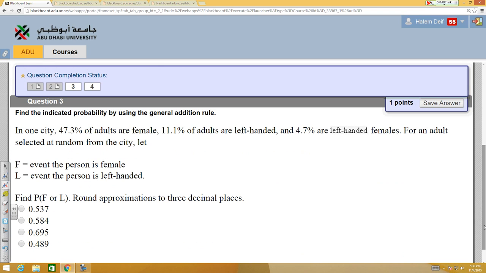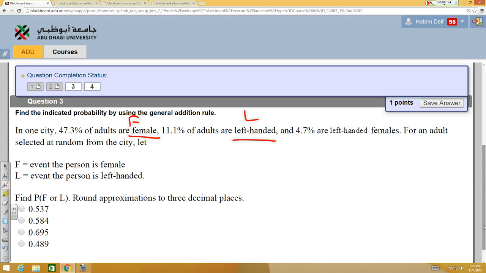Okay, now this question is telling you that 47.3% of adults are female, 11.1% of adults are left-handed. So the word adults is repeated, which means it's not the distinction. The distinction is something else. The distinction is the female versus left-handed. So that's an event, we can call it F. That's another event, we can call it L. Adults are the second.